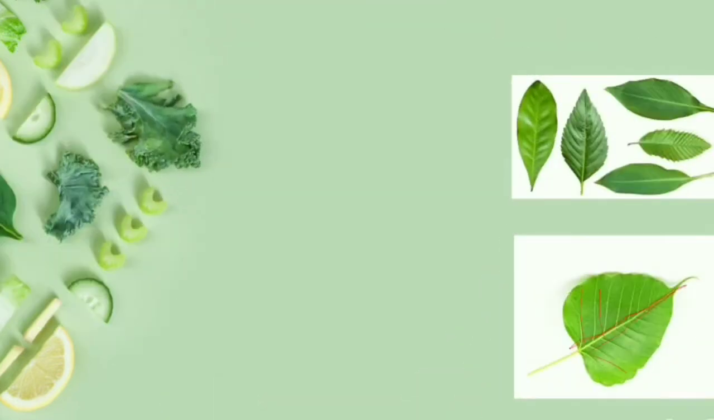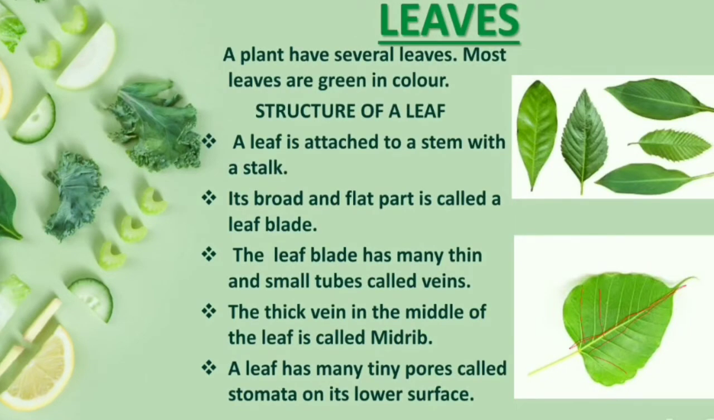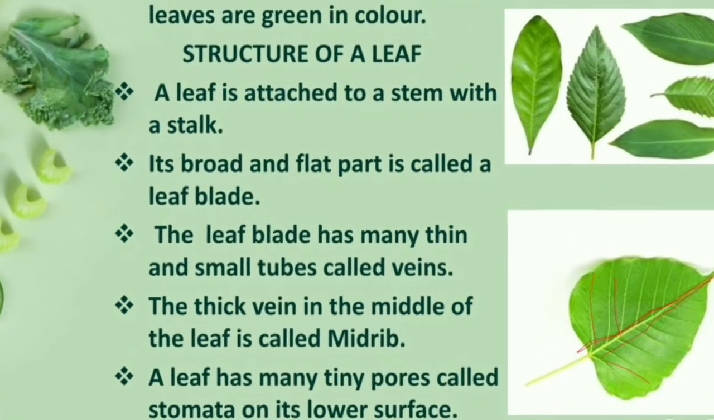Okay. Moving on to our next topic, that is leaves. Now leaves are of many different shapes and sizes. A plant has several leaves. Most leaves are green in color. Mostly the leaves are of green color, but some of the plants do have different color leaves. Now we'll read about the structure of a leaf.